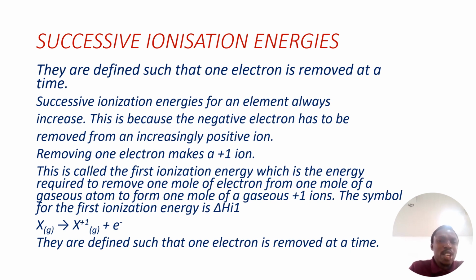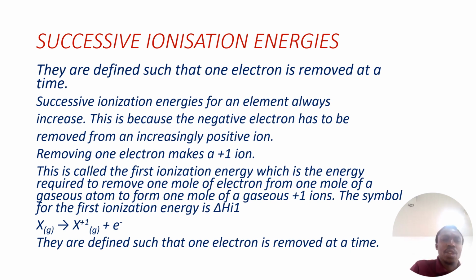So removing one electron makes a plus one ion. So we'll call this the first ionization energy, which is the energy required to remove 1 mole of electrons from 1 mole of gaseous atoms to form 1 mole of gaseous plus 1 ions. We call it first ionization energy. I repeat again, the amount of energy required to remove 1 mole of electrons from 1 mole of gaseous atoms to form 1 mole of gaseous plus 1 ions.